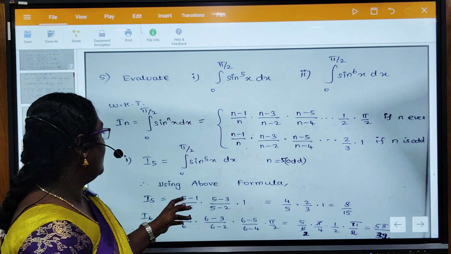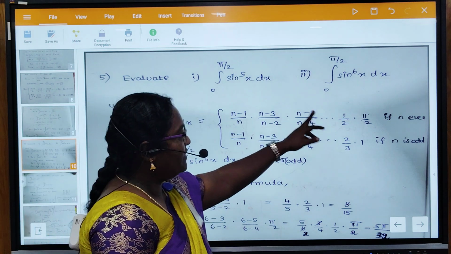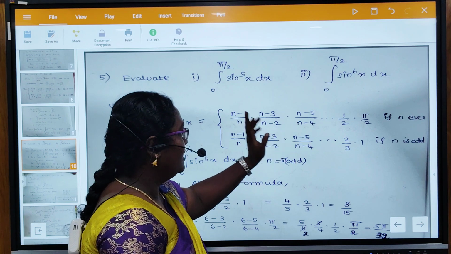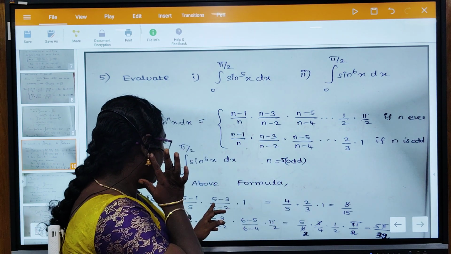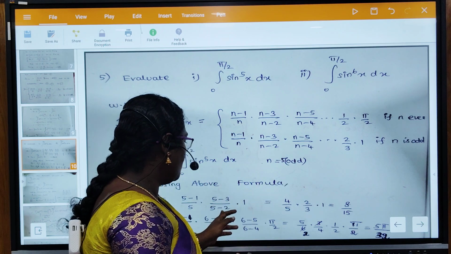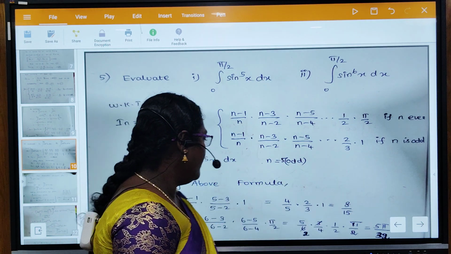So when we substitute in the formula, 5 minus 1 by 5, 5 minus 3 by 2. 5 minus 5 is 0, so we are not supposed to put that. We want to stop the problem once 1 by 2 or 2 by 3 comes. Here it is 2 by 3, odd, so we will wind up with 1. When we settle this, we are getting 8 by 15.